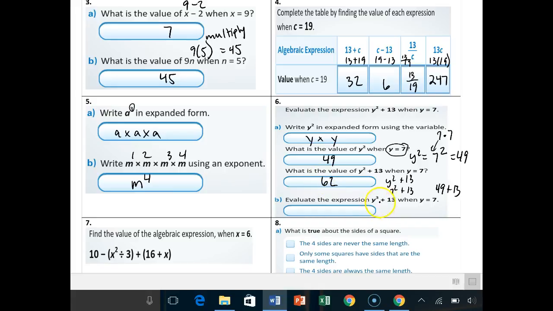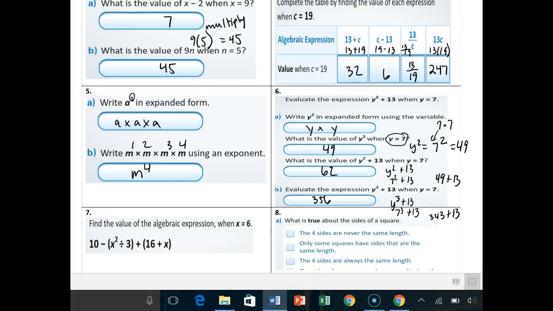So now they want us to do the same thing, but this time y to the third. So y to the third plus 13, which gives us 7 to the third plus 13. Order of operations says we do exponents first, so we want to do 7 times 7 times 7, which gives us 343. Sorry, I'm running out of space. 343 plus 13, and your answer, 356. Okay, pause the video and do number 6.